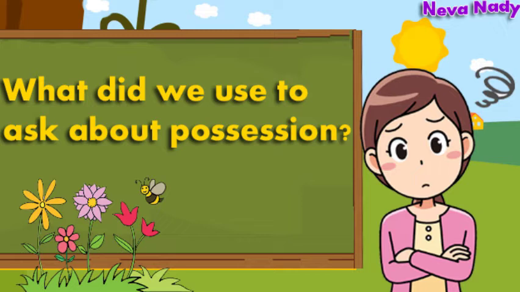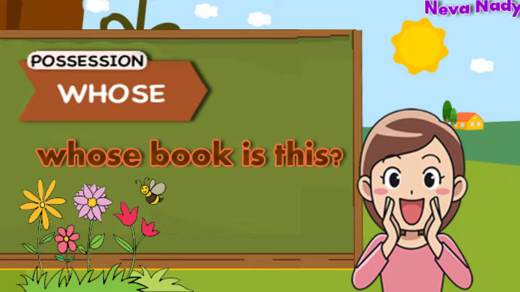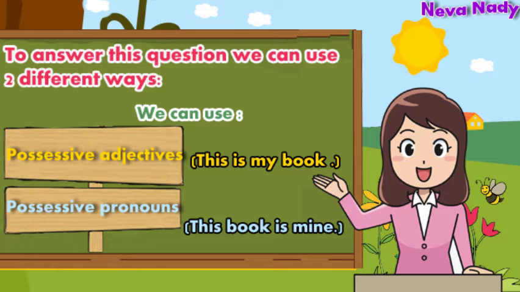What did we use to ask about possession? Yeah, excellent. We use the question word whose. For example, we say, whose book is this? Are you curious to know the right answer? To answer this question, we can use two different ways. We can use possessive adjectives and the answer will be, this is my book. Or we can use possessive pronouns and the answer will be, this book is mine.